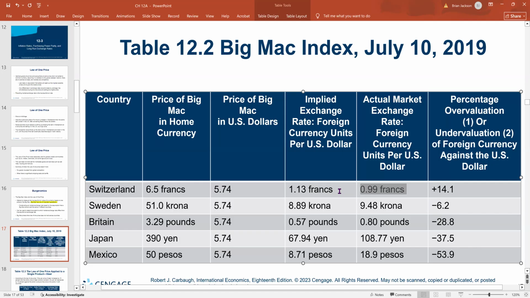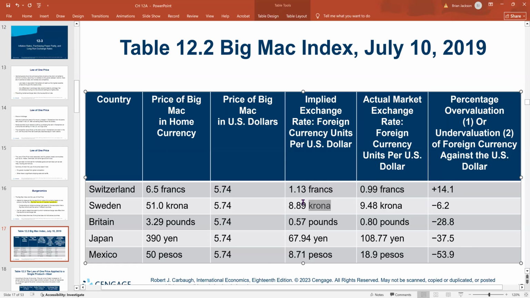Okay, so the law of one price would say that the franc is not really worth as much as currency markets that day recognize the franc to be. Okay, so there is an undervaluation here of the franc. If you looked at the law of one price, this number, it takes more francs to buy a dollar here than here, so there's an undervaluation of the franc.